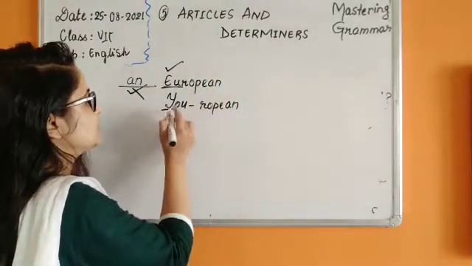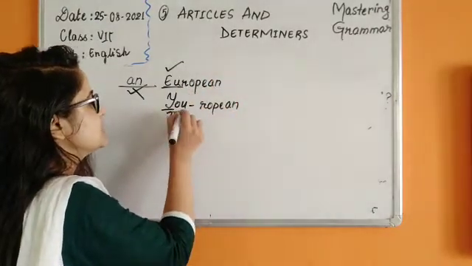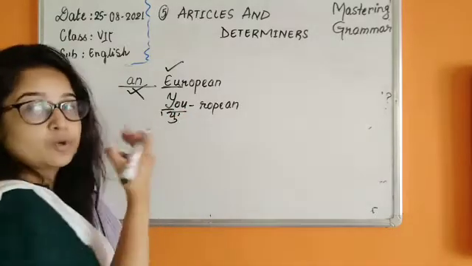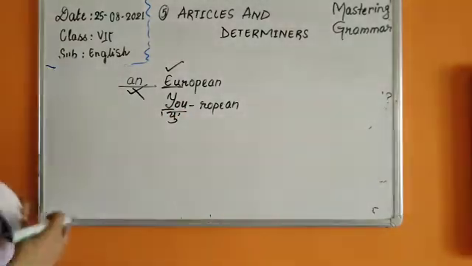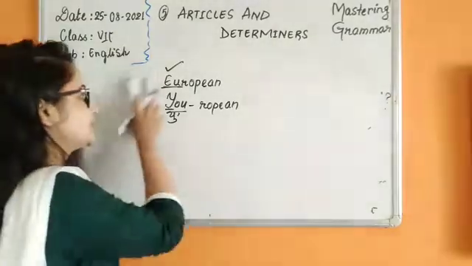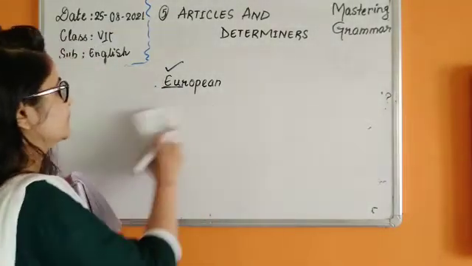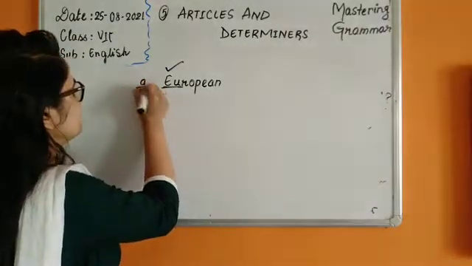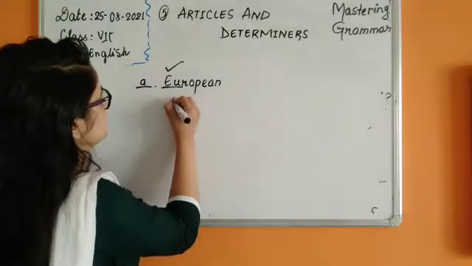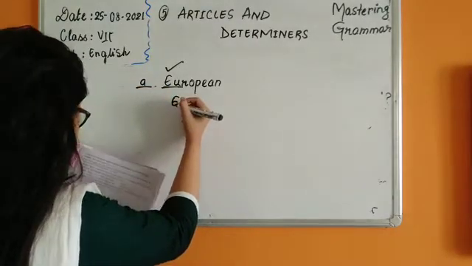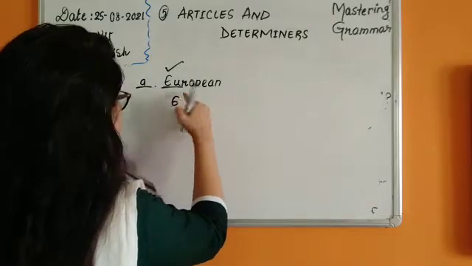So you see why this sound is a consonant sound. We are not going to use an, instead we are going to use a European. Yes, you have a lot of words like this, children, like university.